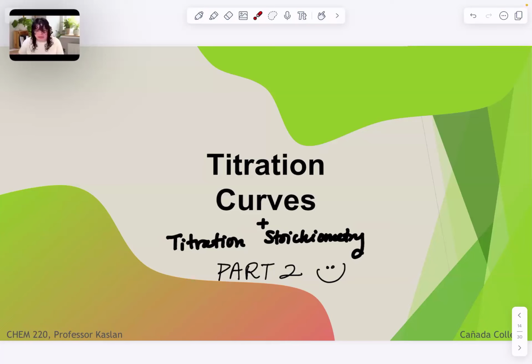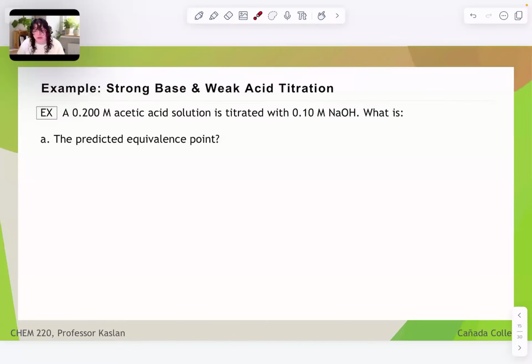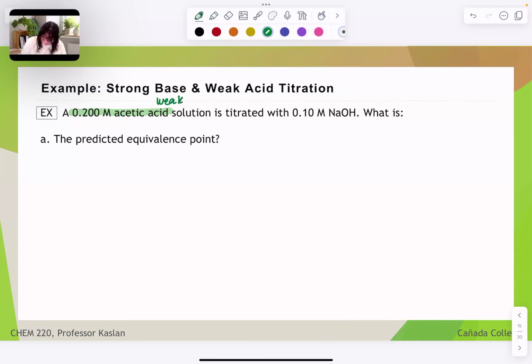So let's jump right in with an example about what some calculations involving a weak acid or weak base being titrated with a strong base or strong acid, respectively, might look like. So here in this example, we have a 0.2 molar acetic acid solution. Acetic acid is our weak acid here. And I know this off the top of my head, so I'm just going to go ahead and put this up in the corner. This has a weak acid dissociation constant of 1.8 times 10 to the negative 5.